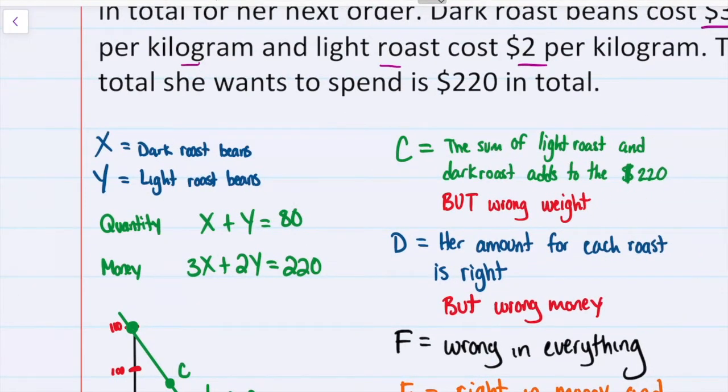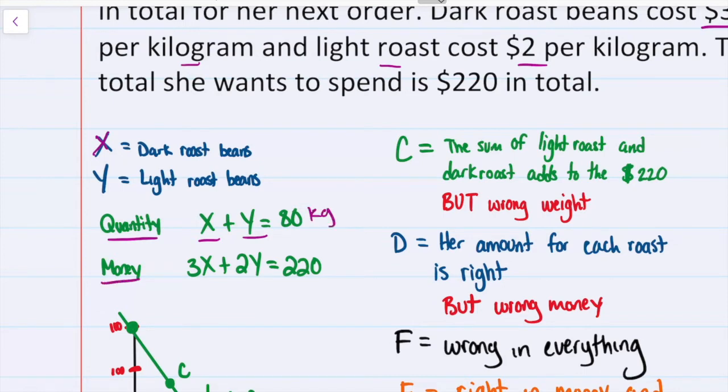Because we're talking about two types of coffee beans, we call them the X and the Y. We always do that first. Understand what's your X, understand what's your Y. We're also discussing quantity. There was an equation for quantity because you cannot go over or under 80 kilograms. This person wants exactly 80. Well, we know that X is the dark roast coffee beans. We know the Y is the light coffee beans. And when you add them, whatever amount it is, it has to be 80 kilograms, correct?